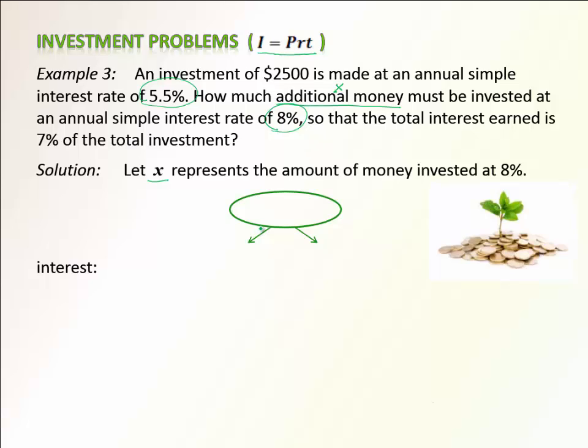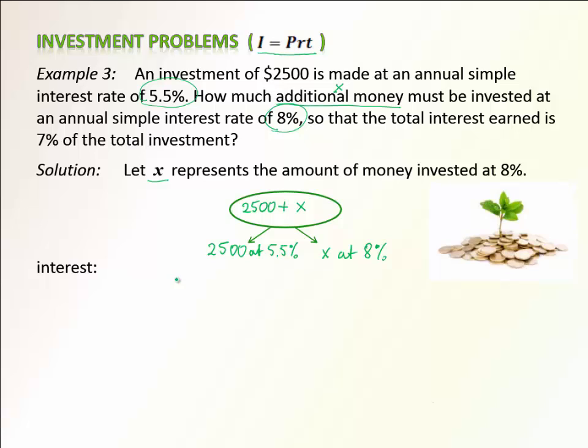When you deal with investment problems, it's a good idea to refer to the diagram as follows. Start with the total investment. What's my total investment? Well, it is the $2,500 that we originally invested at 5.5%, and also the additional investment that we assigned to be x. Now, this money is split into two accounts. We invested $2,500 at 5.5%, and the rest of the money, x dollars, we invested at 8%.